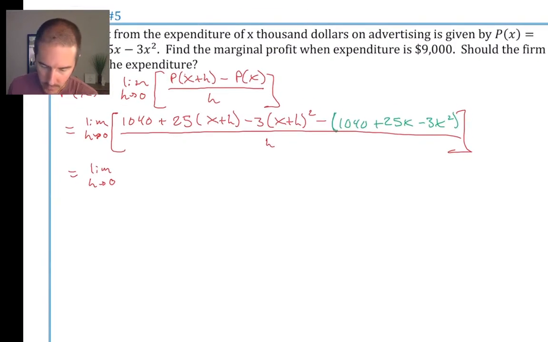Here we are. What's going to happen here is this positive 1040 is going to cancel out with this subtracting of 1040. Oh, we don't want to do that yet. I'm jumping the gun. We need to do some arithmetic first. We have to distribute this multiplication by 25, we have to FOIL this x plus h quantity squared, and then we have to distribute multiplication by -3. I was getting excited. We've got some more work to do.